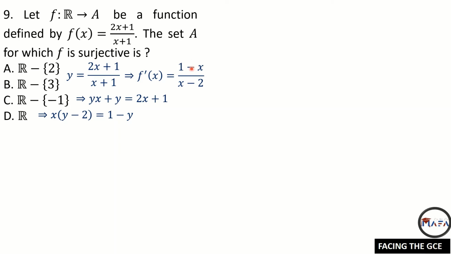Since it's a rational function of this type, for it to be defined its denominator should be different from 0. So x minus 2 is not equal to 0, meaning x is not equal to 2. So all real numbers excluding 2 will make the inverse of the function defined. So our range is the set of real numbers minus {2}, and the range is clearly the codomain because the function was said to be surjective. So it means our set A is the set of real numbers minus {2}, that is the domain of the inverse, in other words the range of the function. So option A is correct.